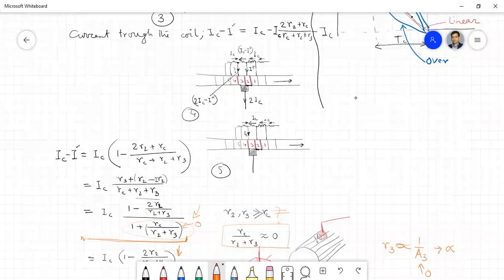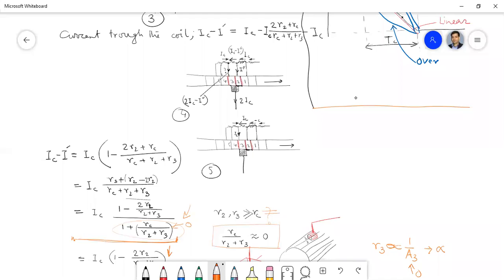Now let us derive some expression for these currents. Okay, now, let me draw the commutator like this. So these are the commutator segments. So suppose this is 2 and this is 3.